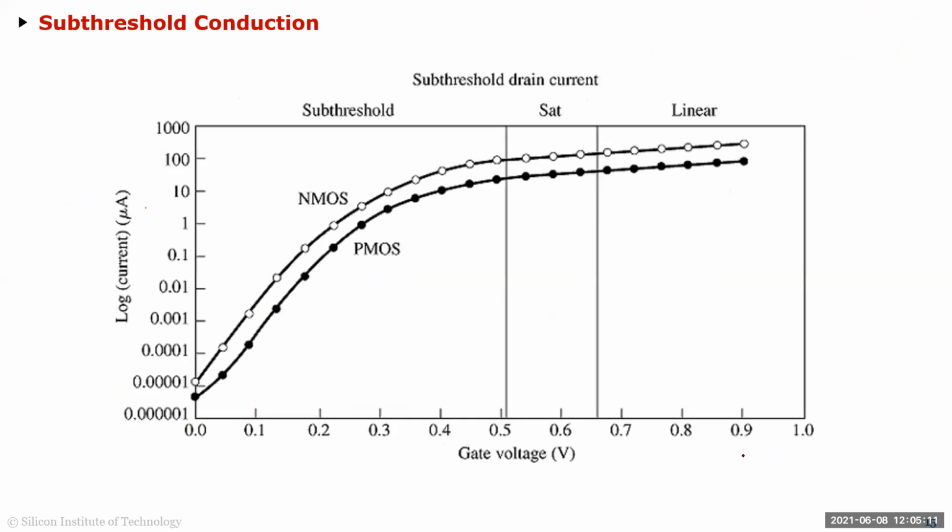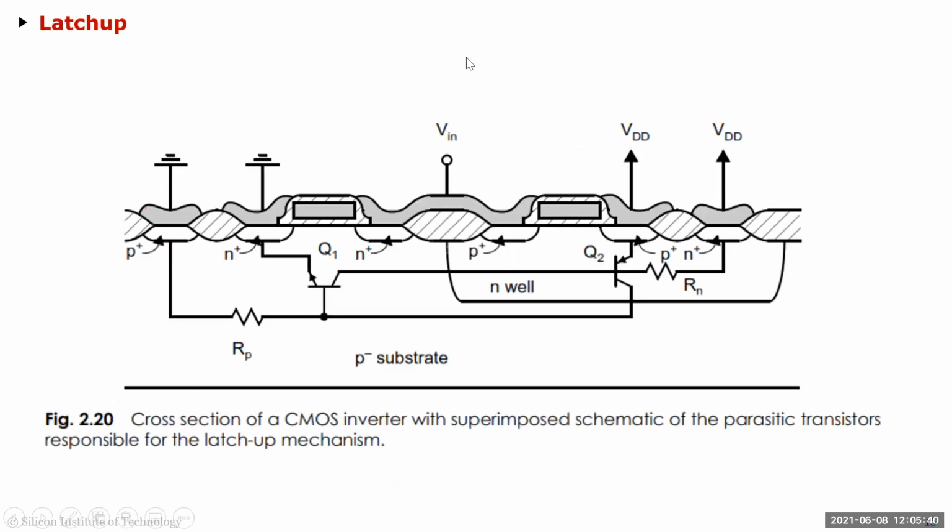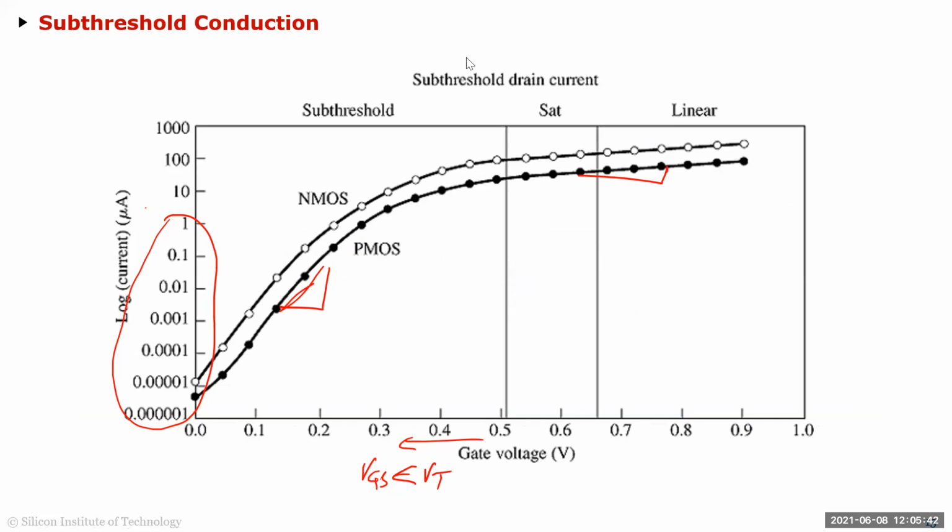So if you instead plot it in log scale, now this is plotted in log scale. Now you see for VGS less than VT, you can see the current is really small, right? The currents are tiny, but you can see the slope is much larger than the slope in the linear or in the saturation region. And like I said, in analog especially, you use this to your advantage a lot, especially in low power circuits. Any questions on the subthreshold one before I go to the next one?